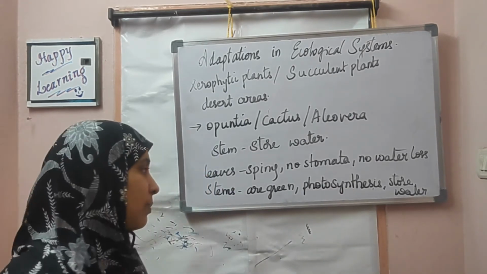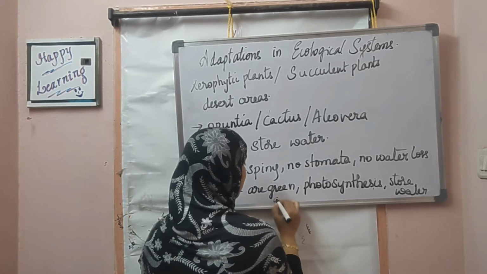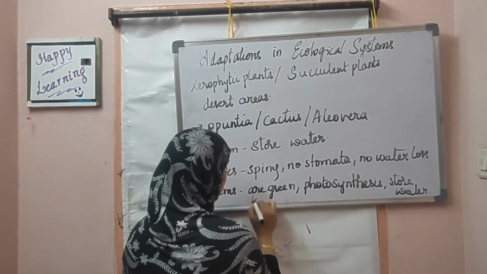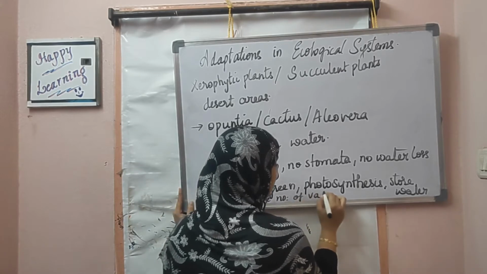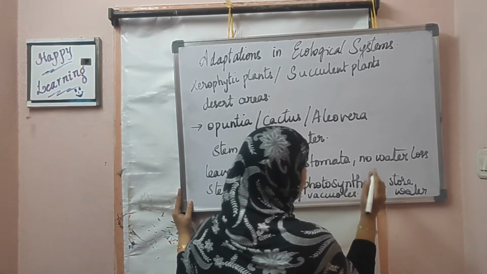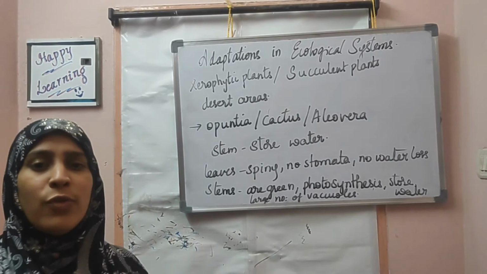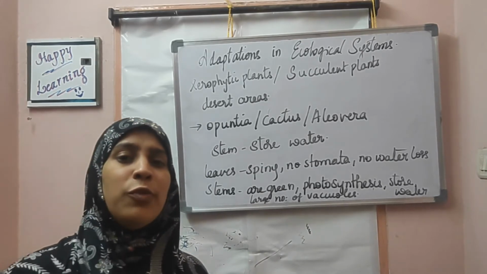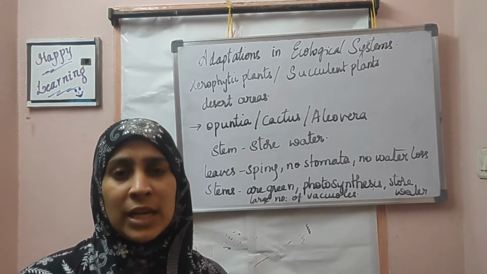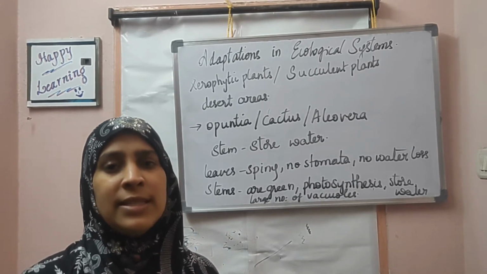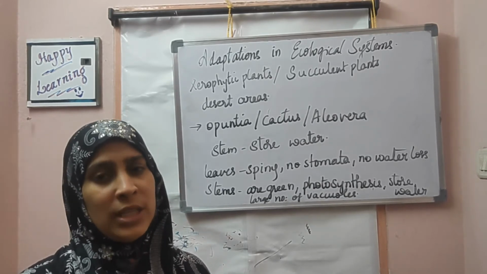They have a large number of vacuoles. The stems have a large number of vacuoles. Since they have a large number of vacuoles, they store a lot of water in the stem. So you need not water the succulent plants every time. Like other plants, you need to water other plants at least twice a day, morning and evening.